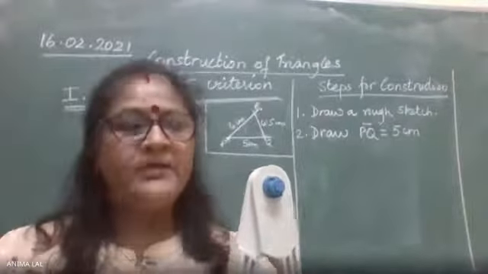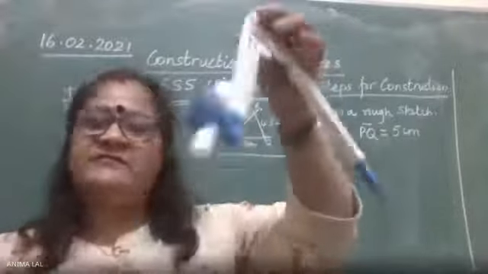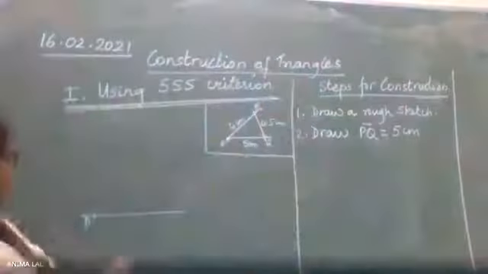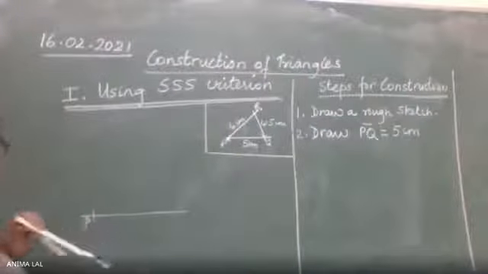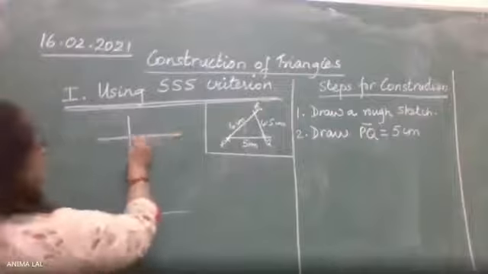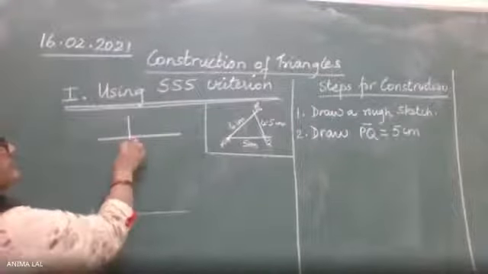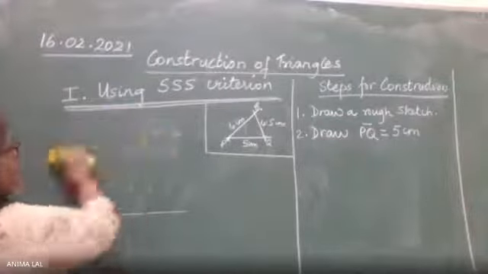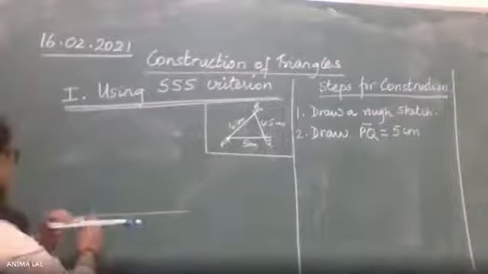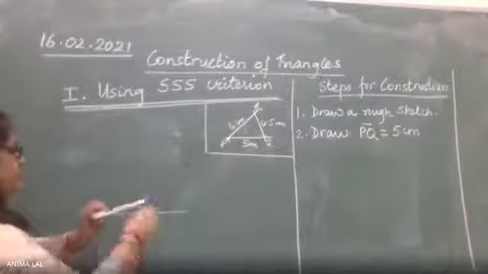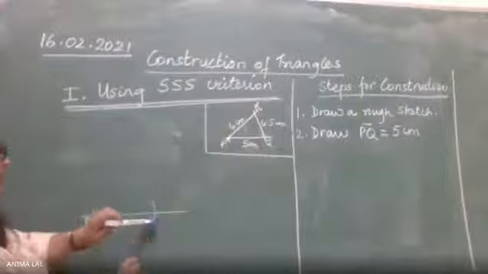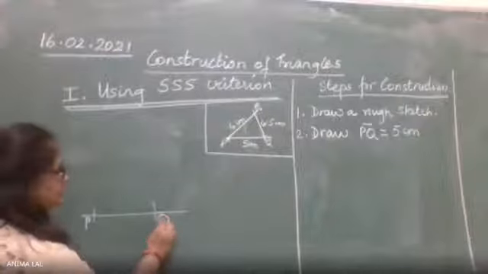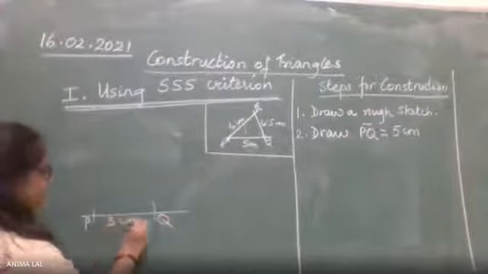So once you get the radius of 5 centimeters, put the compass point where the two lines meet, remember point is where the two lines meet. It should go exactly at the point. The compass point at P, you will draw an arc here to get point Q. This is your 5 centimeters.